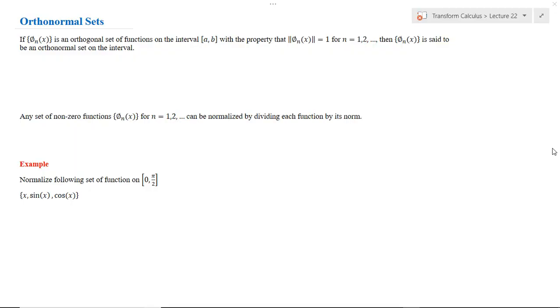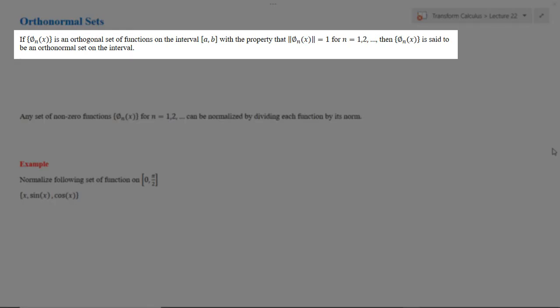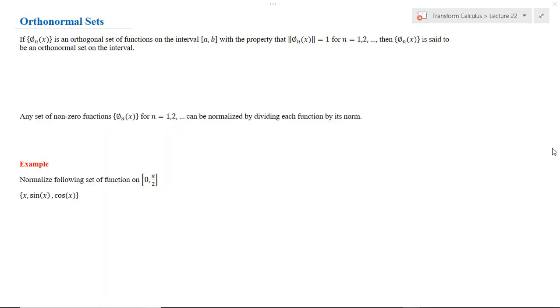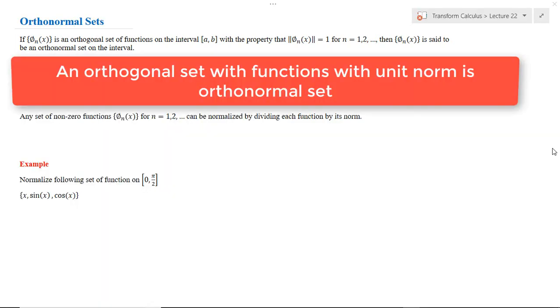Now I want to talk about orthonormal set. If a set of phi n x is an orthogonal set of functions on the interval a to b with the property that norm of phi n x is equal to 1 for n equal to 1, 2, 3, and so on, then the set of phi n x is said to be an orthonormal set on the interval a to b. So in fact, you have to have an orthogonal set, and the norm of each function in your set should be equal to 1 if you want to have an orthonormal set.